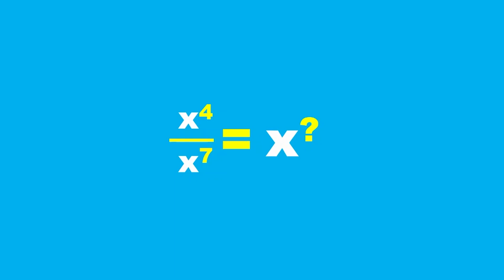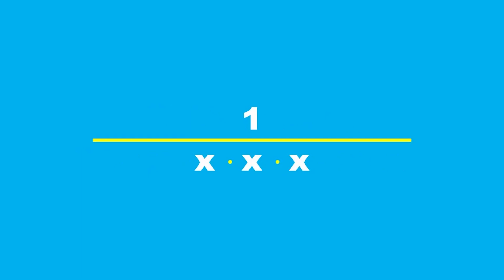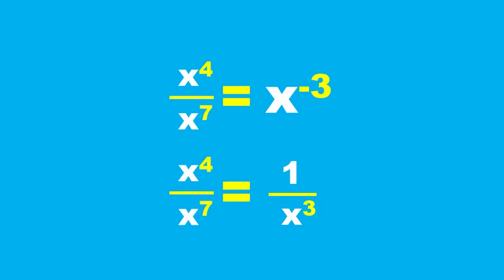Now what if we have x to the power of 4 over x to the power of 7? What will be the answer? Well, we know that 4 minus 7 will be negative 3. So our answer will be x to the power of negative 3, right? So let's see how this is true. Let's expand this. So we'll get x times x times x times x over x times x times x, 7 times. Now again, when we cancel out the common factors, we'll get 1 over x times x times x, which is 1 over x cubed. Hang on, that's strange.